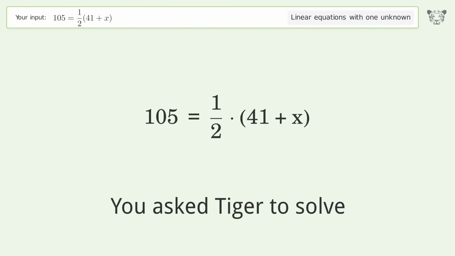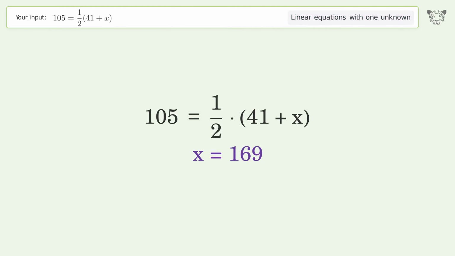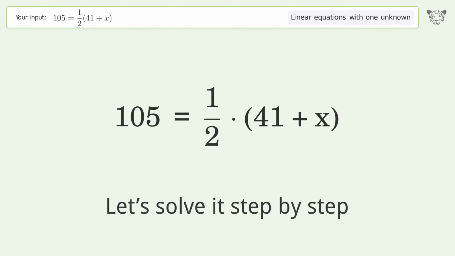You ask Tiger to solve. This deals with linear equations with one unknown. The final result is x equals 169. Let's solve it step by step.